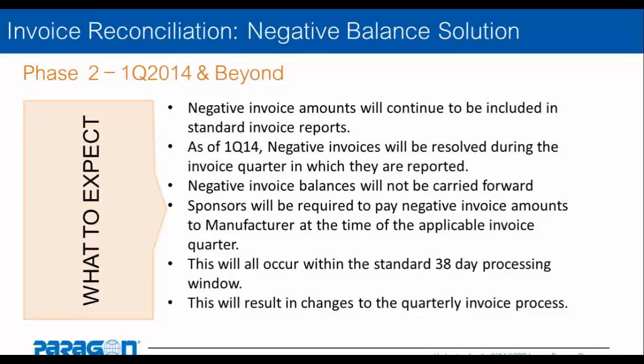What this means is that plan sponsors will be required to send EFT funds to manufacturers during the 38-day quarterly invoicing processing window for the negative invoices that were reported. This will also result in the need for manufacturers to track and confirm receipt of these funds during the quarterly invoice process. This in turn results in changes to this process. This will apply to the 1Q14 invoice quarter and all future quarters.